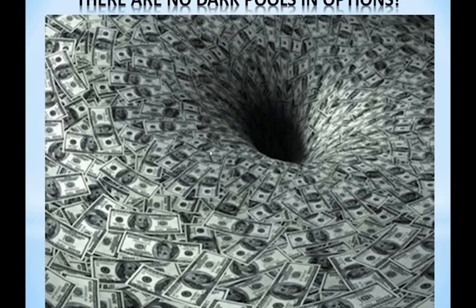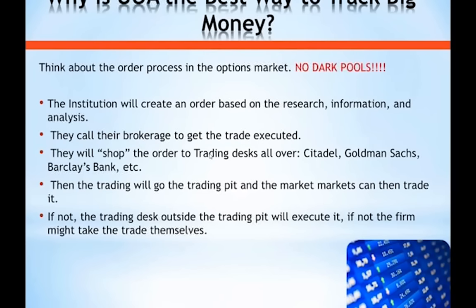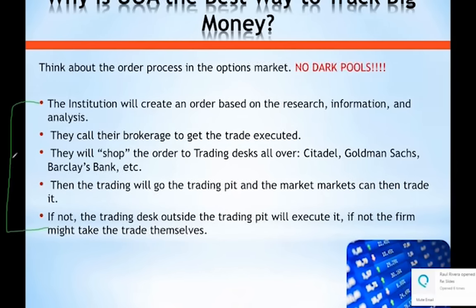So let's talk a little bit about that. As soon as they come up with an idea, either based on all this research that they've done or a tip that they got in the clubhouse at the country club this weekend, they're going to come up with an order based on research, information, analysis, or something else, right? They call up their broker to get that trade executed. They shop it around all over the place. It has a bunch of different ways that it can get filled, either on the floor, in a trading desk, or by the broker themselves. But what's important to understand is that at no point throughout this process do they have the ability to send this order off to a dark pool.